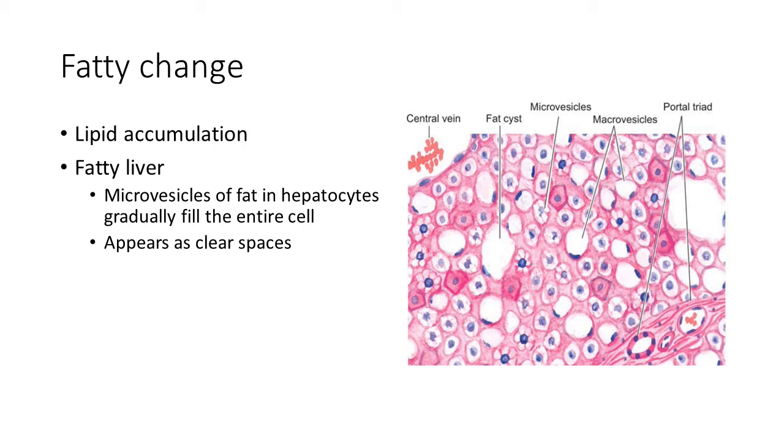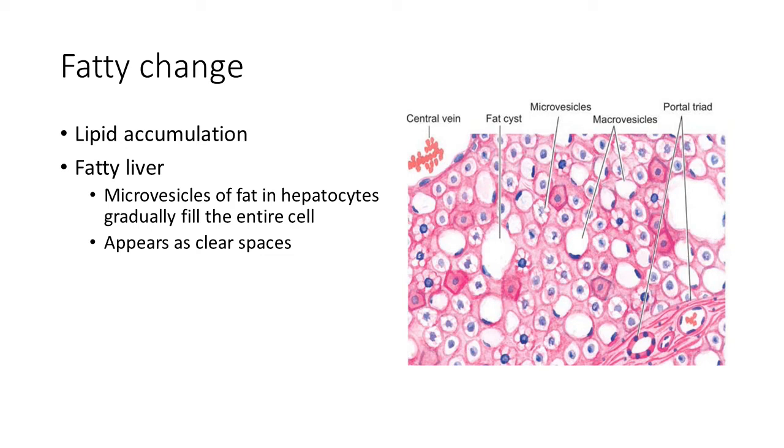The defect can be either increased entry of free fatty acids into the liver, or increased conversion of free fatty acids into triglycerides, or decreased synthesis of lipid acceptor protein, or decreased availability of lipid acceptor protein to convert it into lipoproteins, or blocked excretion of lipoproteins, which can lead to accumulation of triglycerides in these liver cells.